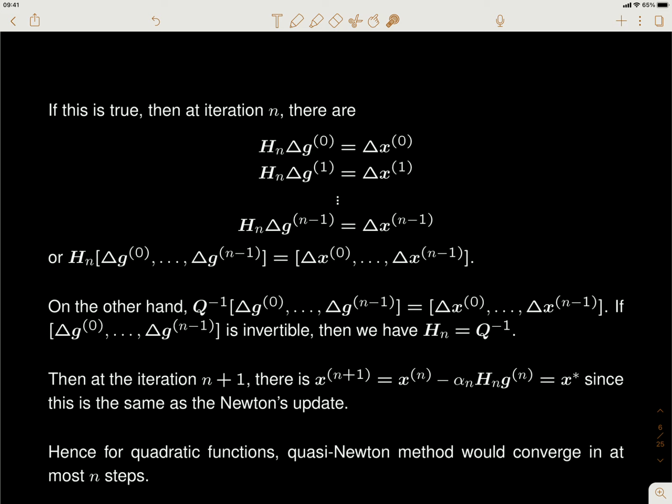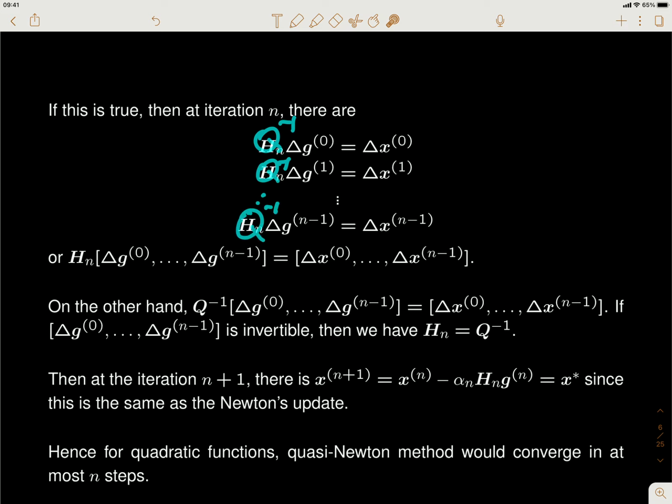On the other hand, I can also show that Q inverse satisfies the same property. If I replace this by Q inverse, that's always true for quadratic functions, right?